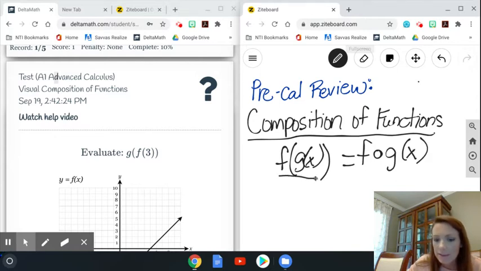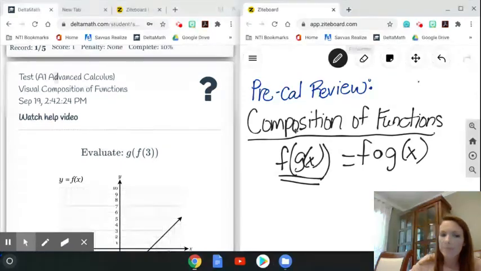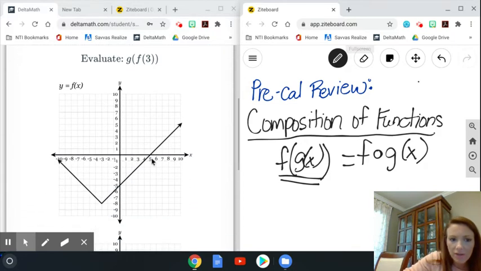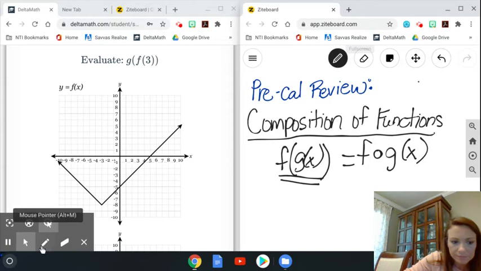Today, you'll probably see this notation more than the other one, but it still might pop up, so just be aware. So you'll have problems like this. There's two sections on your Delta Math assignment. The first assignment is just practicing composition of functions. So these are review questions. You'll have problems like evaluate g of f of 3.